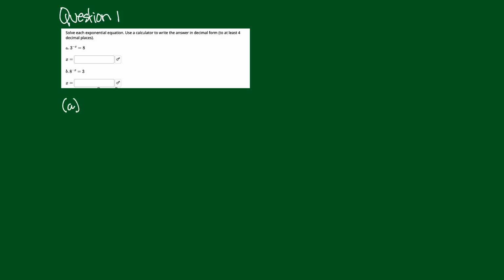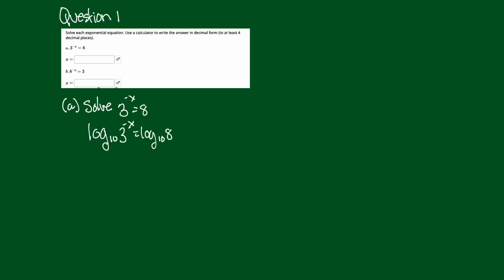All right, so in A, what we want to do is solve 3 to the negative x is equal to 8. Now, this is an exponential equation, so I'm going to undo the exponential with a logarithm. So I'm going to take the log of both sides. Now, pick a base. I'm just going to take base 10. It's on the calculator. It makes it easier. So the log of 3 to the negative x is equal to the log base 10 of 8.